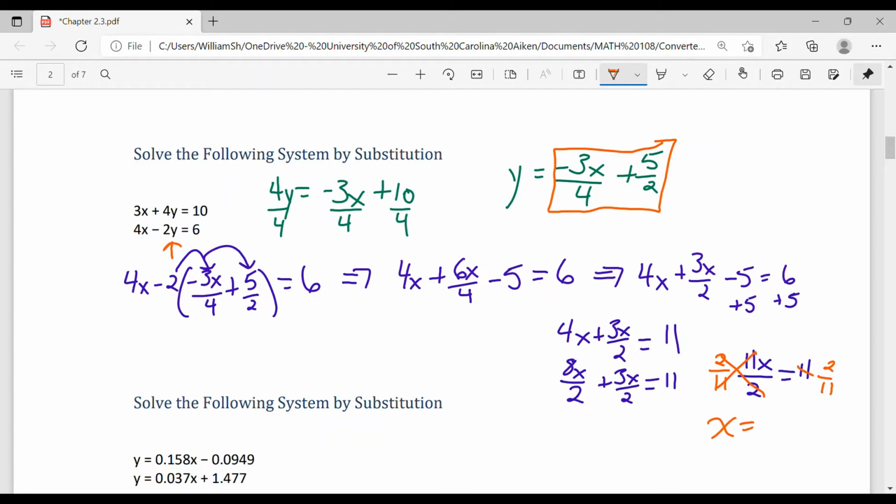And the 11 and the 11 cancel out. I'm just left with a 2. So we've solved for the x value here. Now I need to take this and plug it back into one of these two original equations and solve for the y value. So I'm just going to plug it into the first one.